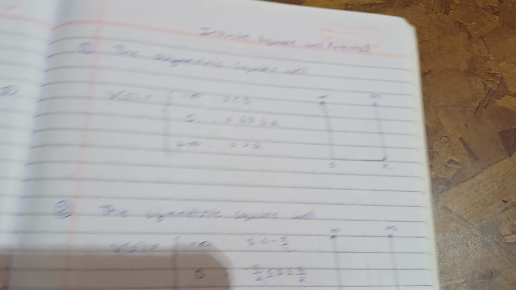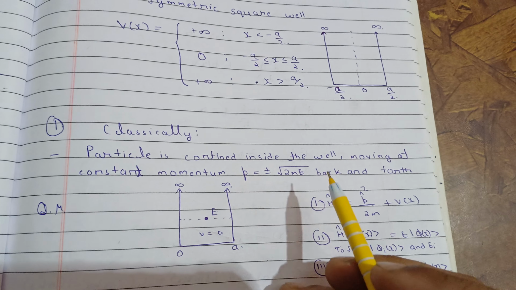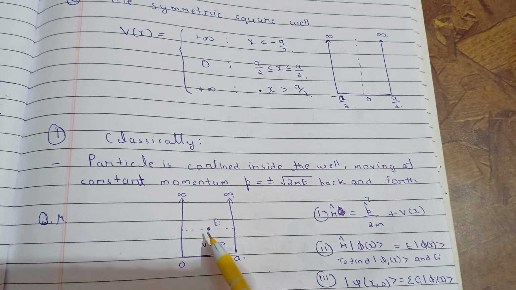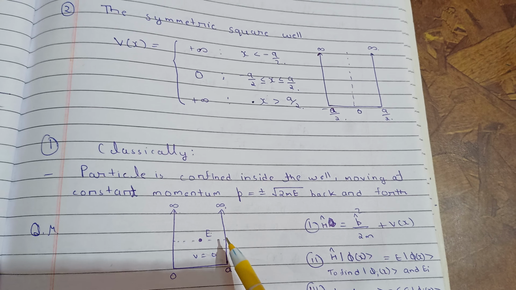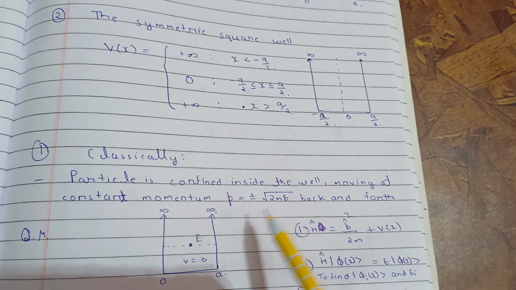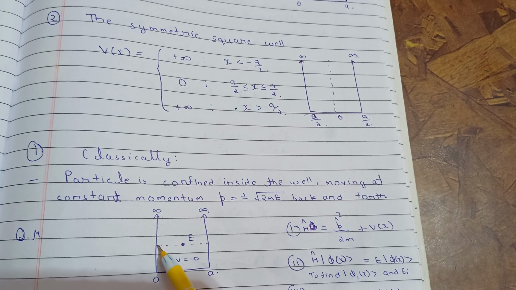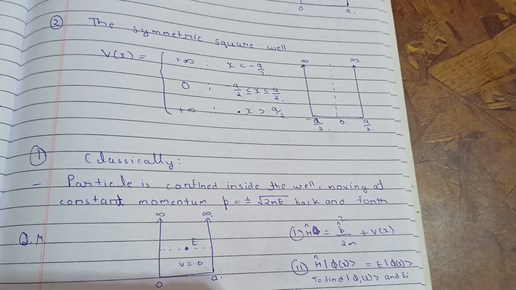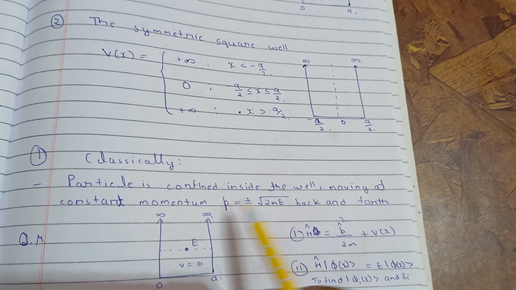Let's assume there is this potential and there is a particle having energy E, so it will lie somewhere here. Classically, it will have some momentum, and the momentum can be found because there is no potential, so there will be only kinetic energy. The momentum will be plus or minus square root of 2mE, because it is going to and fro between these potential barriers. So classically, momentum will be plus or minus root 2mE.